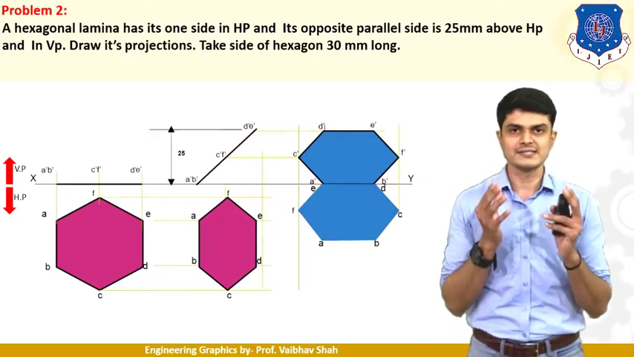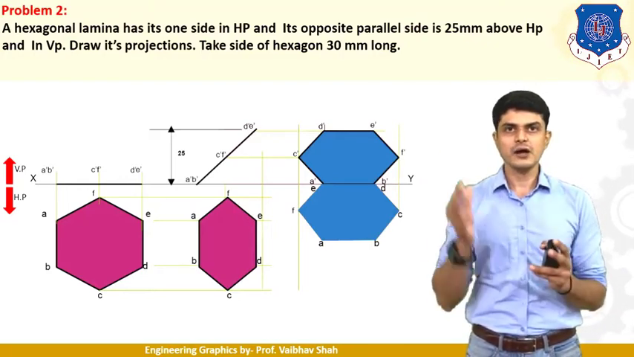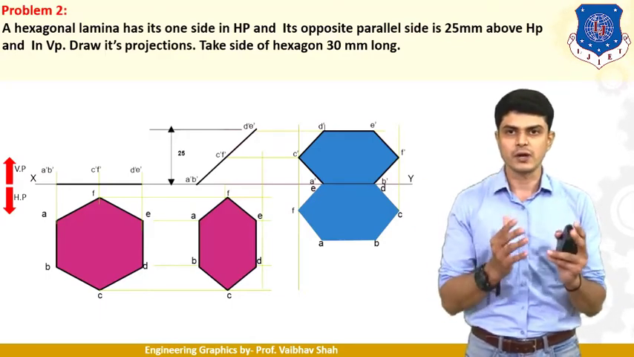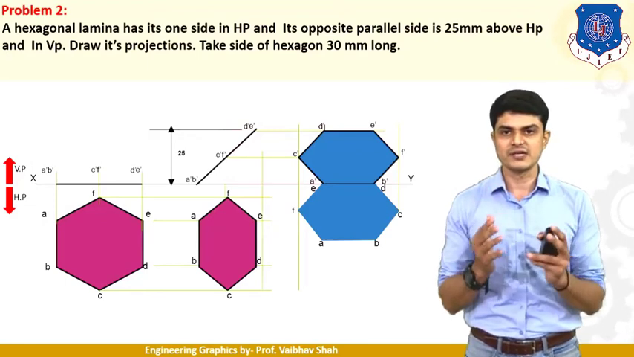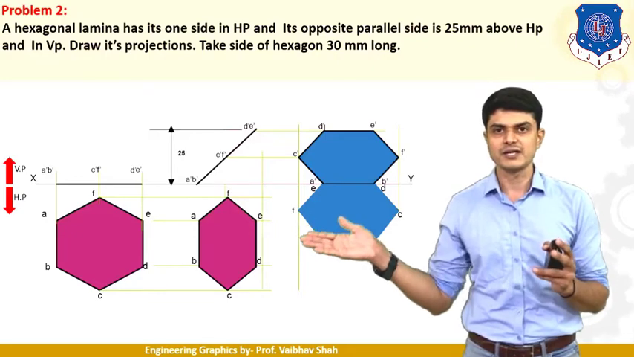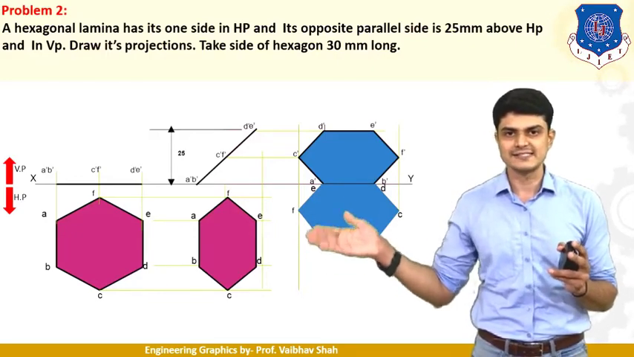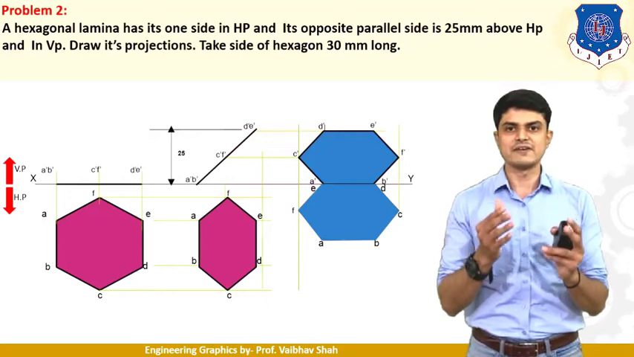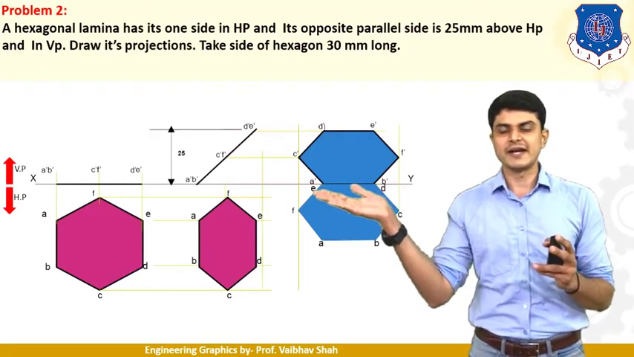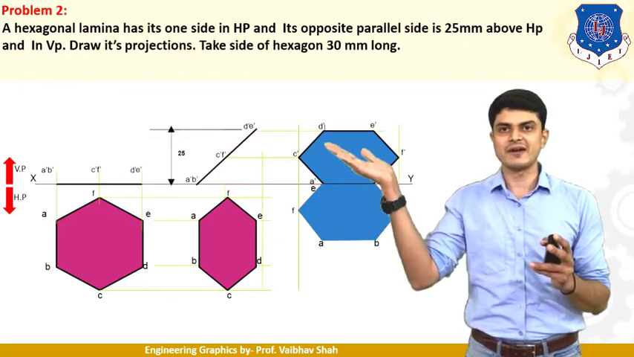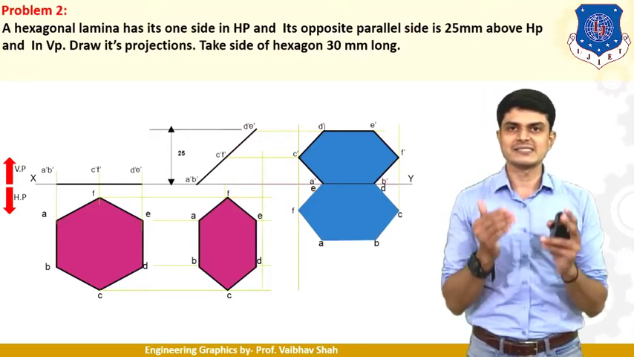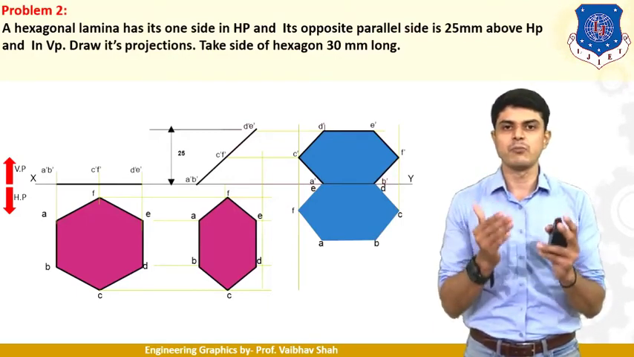So once again, here it is said that your opposite parallel side is 25 mm above HP. So what does opposite parallel side mean? Here the hexagon is resting on side AB, which is placed on the left hand side. So the opposite side of AB is side CD. So side CD must be 25 mm above HP. This is your XY line, so 25 mm above HP means 25 mm above XY line. We should draw one line 25 mm above XY line, which suggests that your points D and E must lie somewhere on this line.